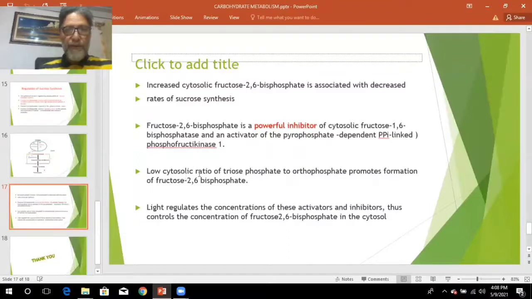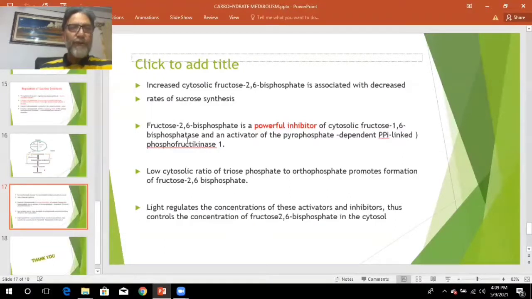Likewise, a low cytosolic ratio of triose phosphate to orthophosphate promotes formation of fructose 2,6-bisphosphate. And the concentration of fructose 2,6-bisphosphate is regulated in light. Light controls the concentration of fructose 2,6-bisphosphate, which has a regulatory role on the synthesis of sucrose.